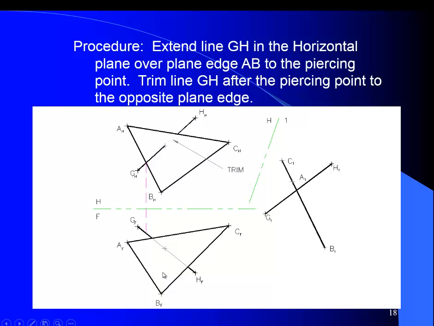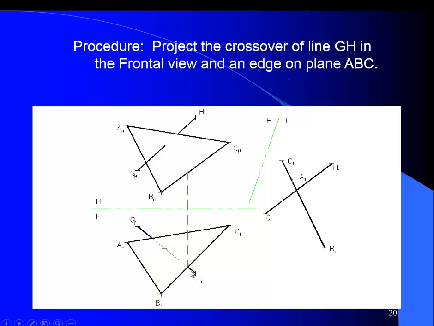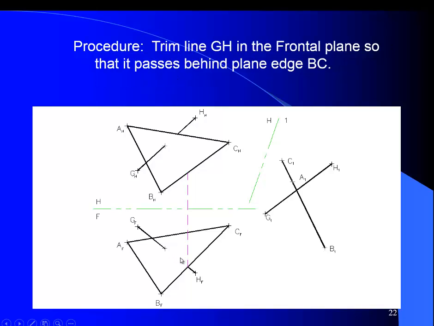So then to solve the front view, once again, I'll take one of these two apparent intersections, let's say this one, and project up. Does it hit GH first or plane edge BC first? It hits BC first, so that means the plane is on top between the pierce point and this apparent intersection. So I'll trim out this portion.